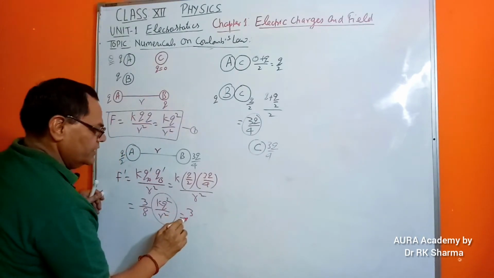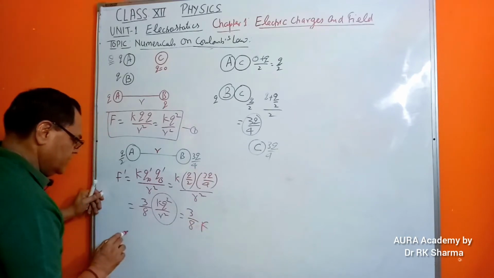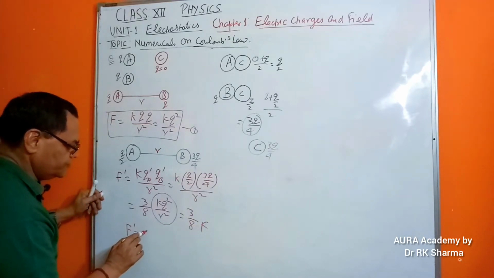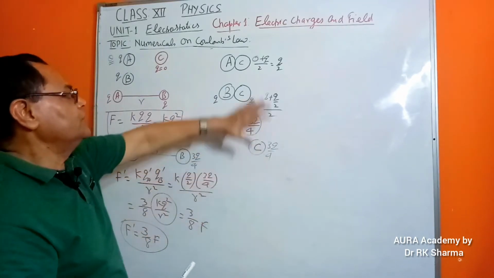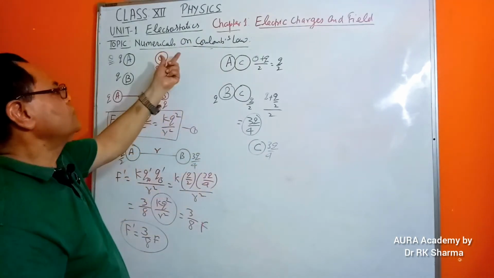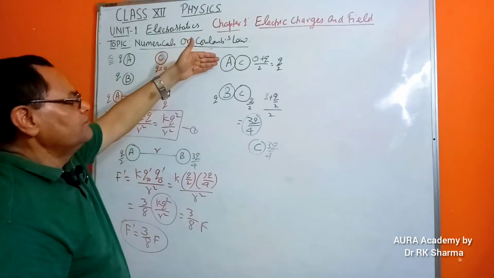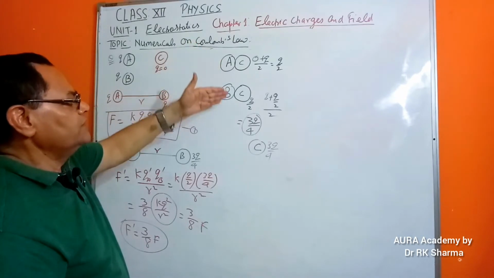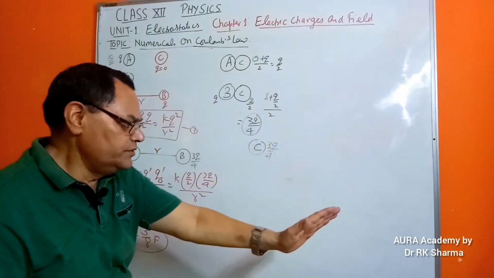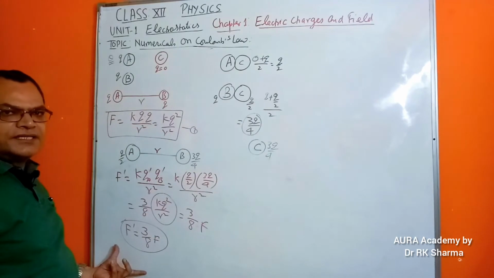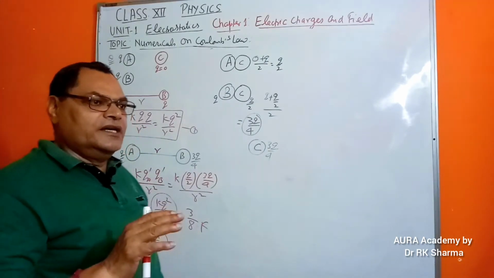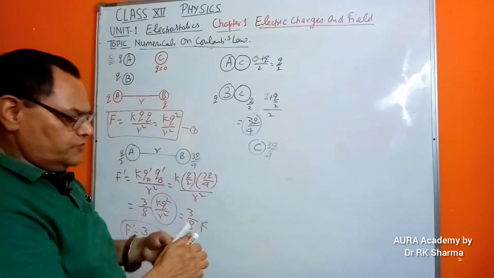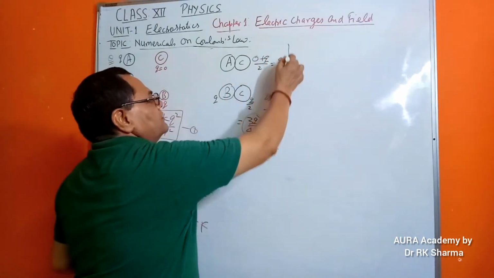So therefore that is 3/8 of the F. Meaning thereby the new force between the two charged spheres will now be 3/8 of the original after this process. Meaning when uncharged sphere C was brought in contact with A, then with B and removed, the new force is this. Clear? Alright, so this is one complete full-fledged question, so it gets over, right?